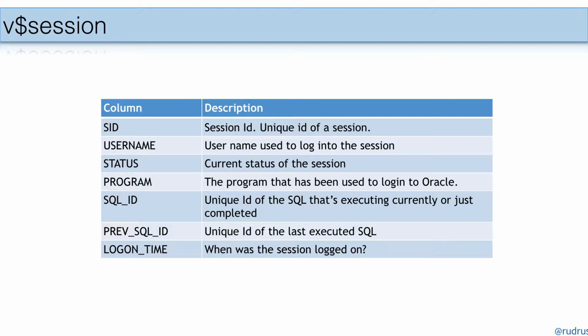There are a total of 80 columns in the view. The ones that you see on the screen are the major columns in this view.